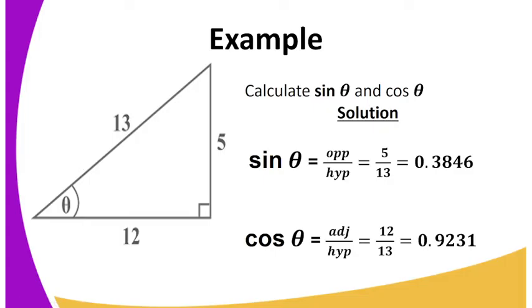So the question says calculate sine theta and cos theta. So sine theta is equals to opposite over hypotenuse. Our value of the opposite is 5 and the hypotenuse is 13. So 5 divided by 13, you get 0.3846. And then cos theta is equals to adjacent over hypotenuse. You've said that adjacent is 12, so you get 12 divided by 13. Our answer is 0.9231.